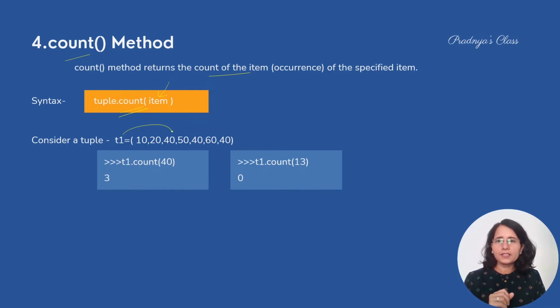So consider this tuple. Here I have to count the element 40, and it is present in the tuple 3 times. So we got this. If it is not present, then we will get the 0. In case of tuple, the count method works in the similar way as list.